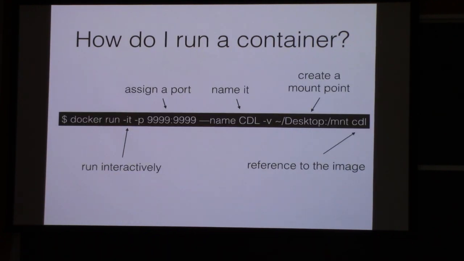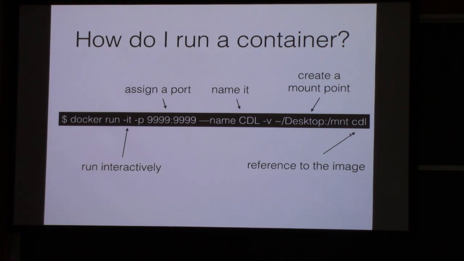And then once you build the image, to run the container you would do docker run, and then this -it runs it interactively. You assign a port, you name it. The convention for naming the container seems to be the uppercase of whatever you've named the image. And then you create a mount point, so you map, in this case, desktop to the mount point on the container. And then you reference the image that you want to run.